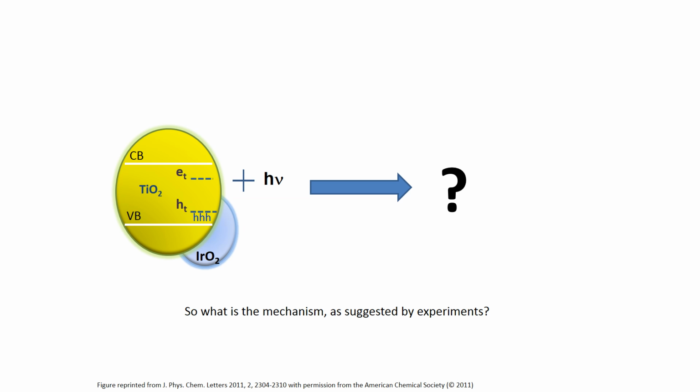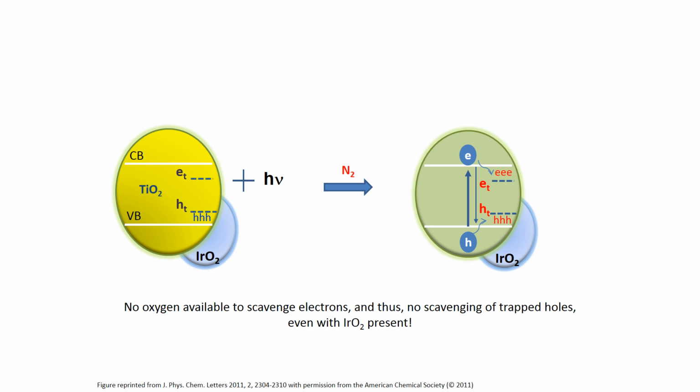So what is the mechanism as suggested by the experiments? Under nitrogen, you don't have any oxygen available to scavenge the electrons, and thus you can't scavenge the trapped holes either. This results in the trace that was seen in A in the very first slide, where you have an absorbance characteristic of both trapped electrons and trapped holes.